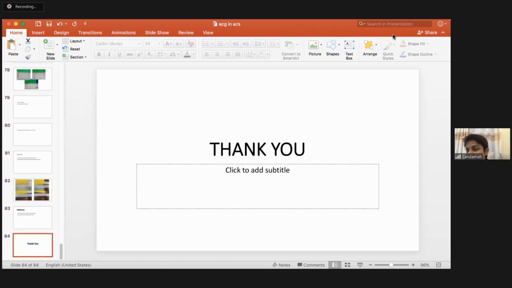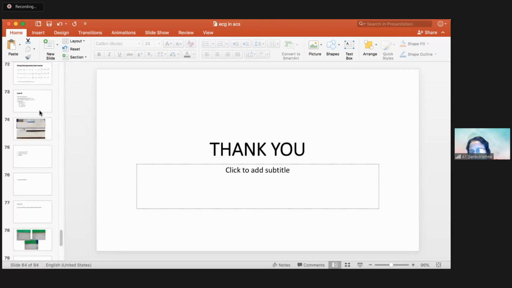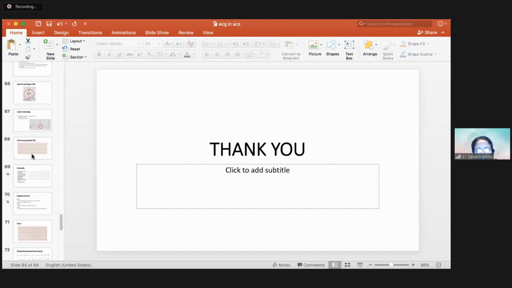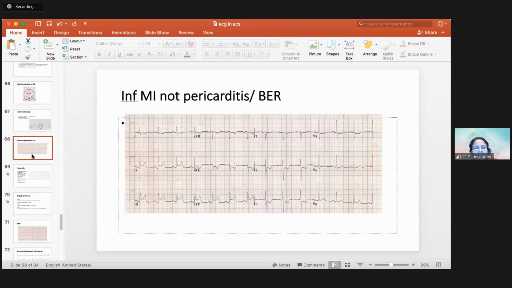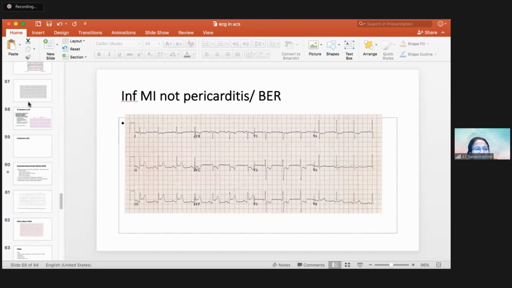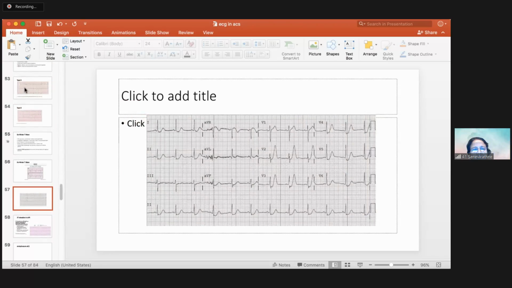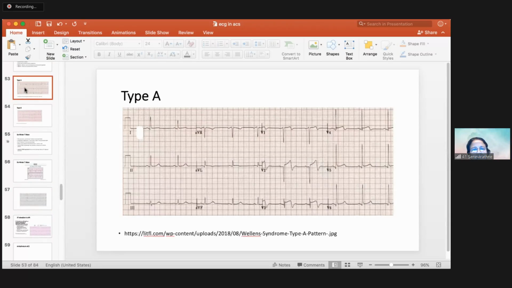Madam, in Wellens type ECG, should there be a positive R in V1 to V3 with biphasic T inversion in V1 to V3? In that ECG, it doesn't show that positive R in V1. I'm sorry, which Wellens? Let me take that ECG. Yes, Wellens type A, I think. You said this one. Yes, there should be a positive R wave.